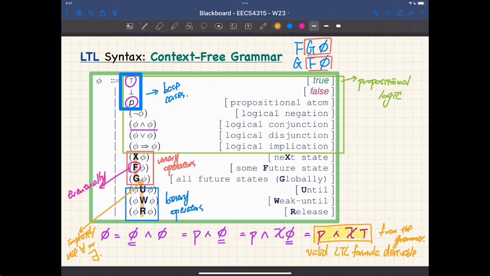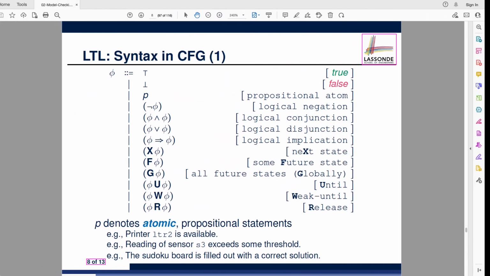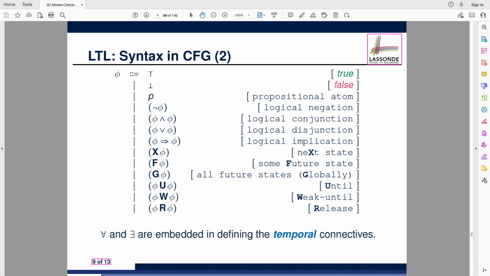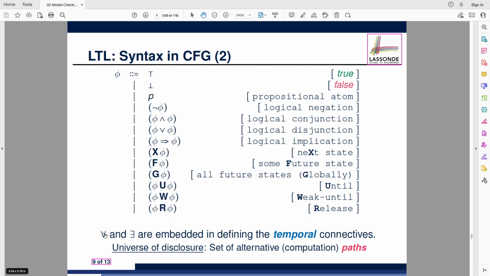Okay, and that's exactly the point. Whenever we have universal and existential, remember we talked about universal closure. You might be wondering what they are. They are just paths about the trace. That's something that will get clearer later.